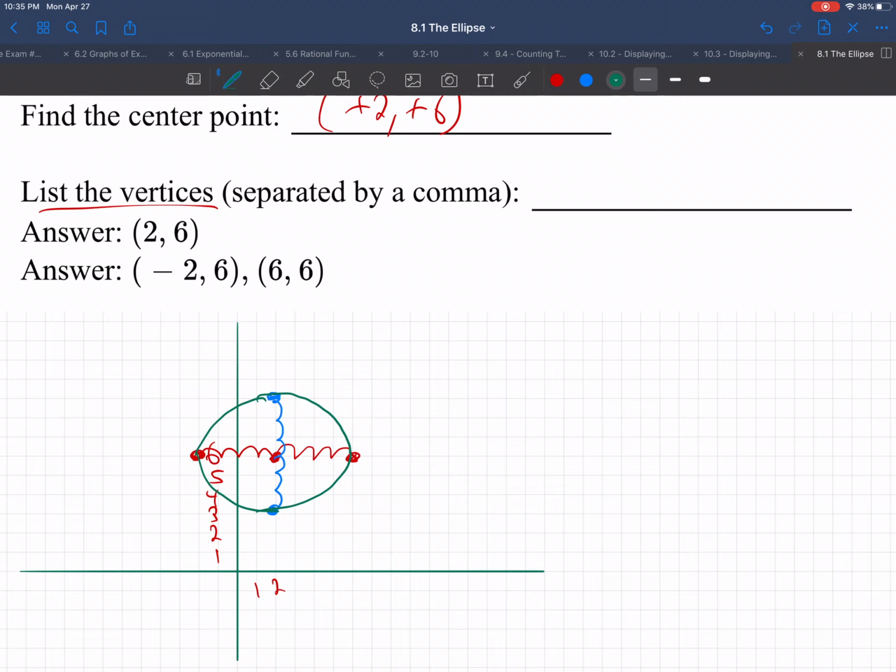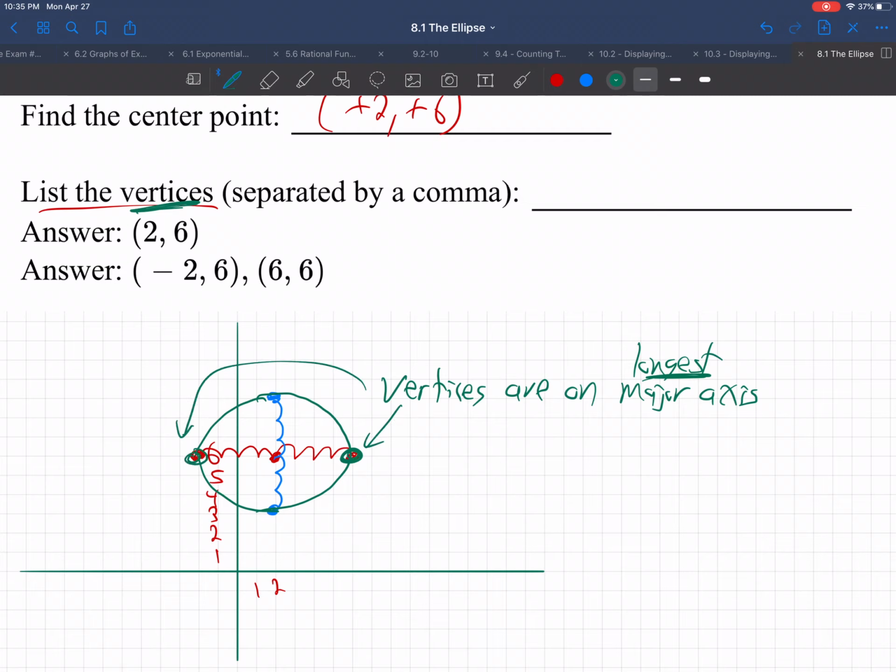Okay. Now what do they want from us? They want the vertices. Now you might think, well, it's got 4 vertices. Technically, though, the vertices are on what we call the major axis. Major is the longest or biggest axis. So is this ellipse wider or taller? It's wider, isn't it? It's wider. So these are the 2 vertices. So it's the longer direction.